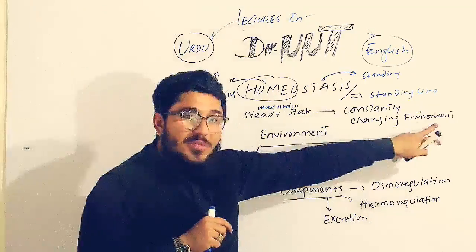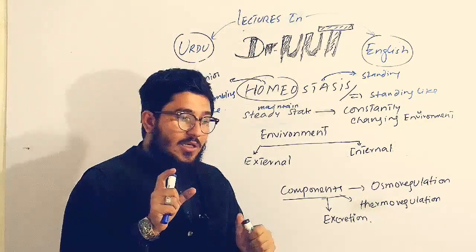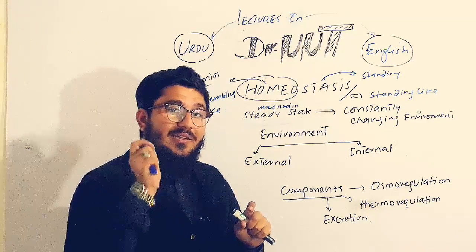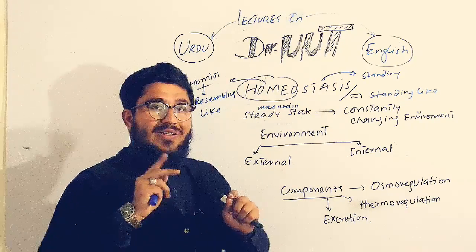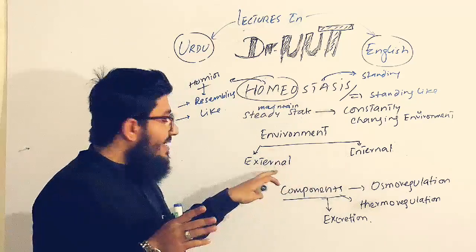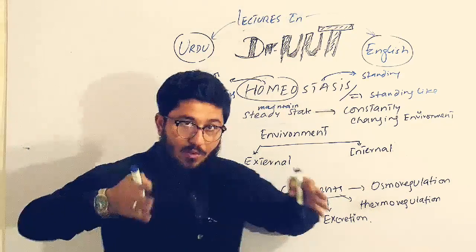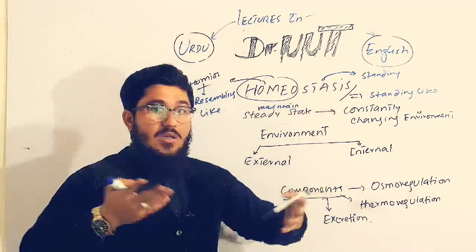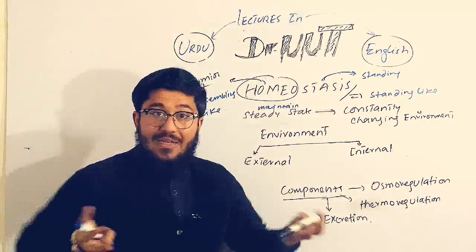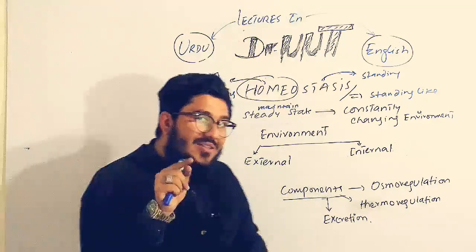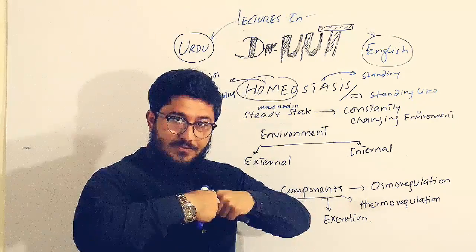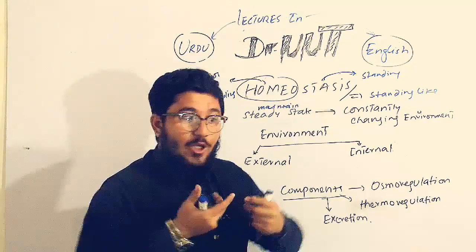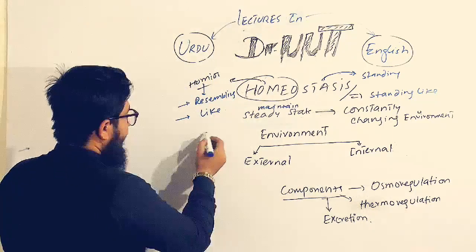Now what does the word environment mean? Environment means everything that surrounds. Regarding the human body and the cell, we have two types of environments: one is external, one is internal. The external environment is what we live in right now, whatever is surrounding us, either air, gases, a boat, or the camera. The internal environment is inside the body.